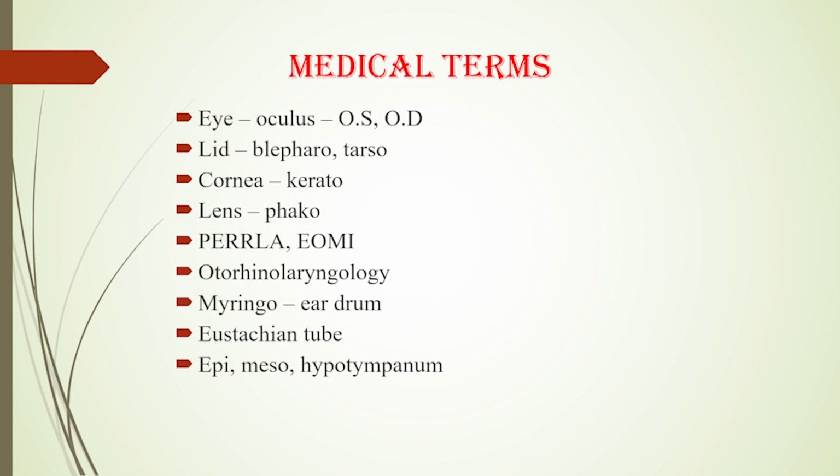First, to talk about the eyes, we can talk about the lids as blepharo or tarso. Then the conjunctiva as conjunctivo and the cornea as kerato. The iris is irido and the ciliary body is cyclo. The lens is called phaco, the vitreous is vitreo, and the retinal layer is retino. While examining the eye, doctors might document PERLA and EOMI. PERLA means pupils are equal, round and reactive to light and accommodation, and EOMI means extraocular muscles are intact.